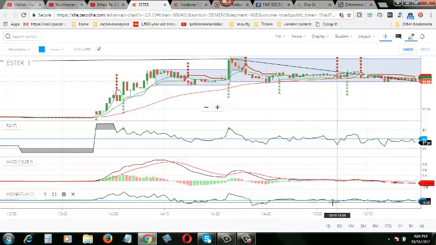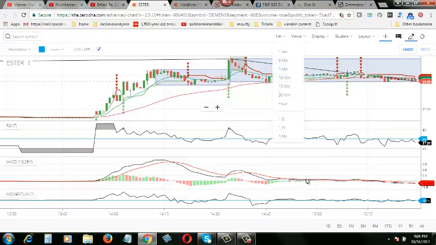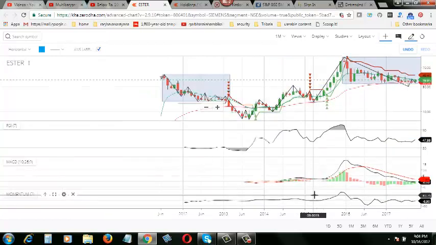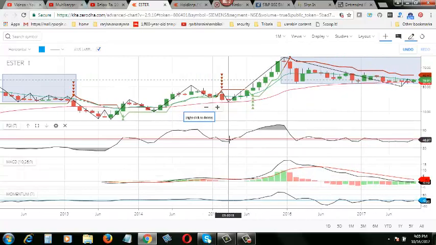Just by looking at this part from here to here, we can conclude that this particular stock is not for day trading. Now we will see whether Ester Industries is good for long-term investment or not. For that we have to go to the monthly chart. I am opening the monthly chart here.